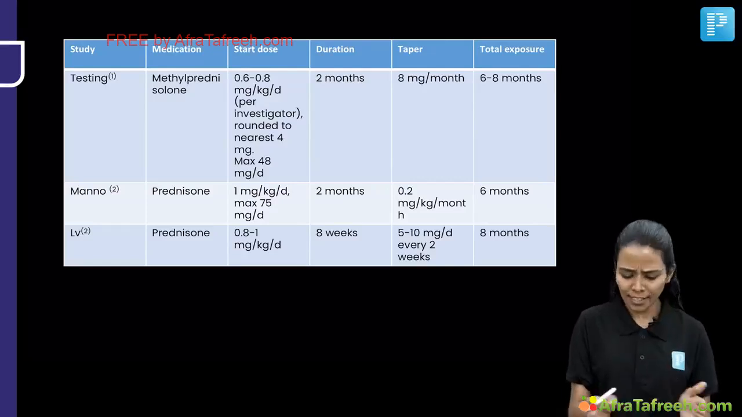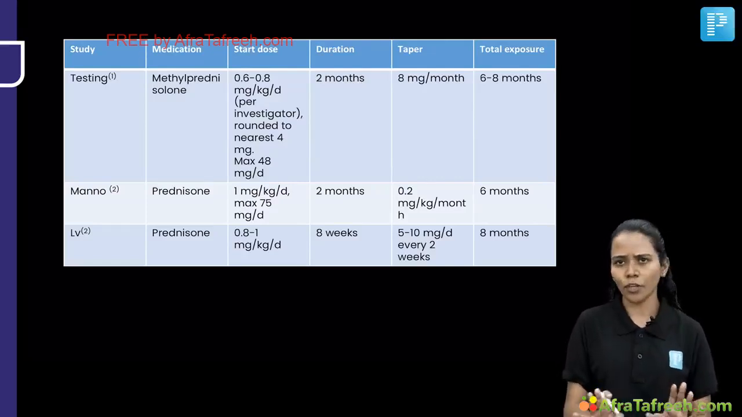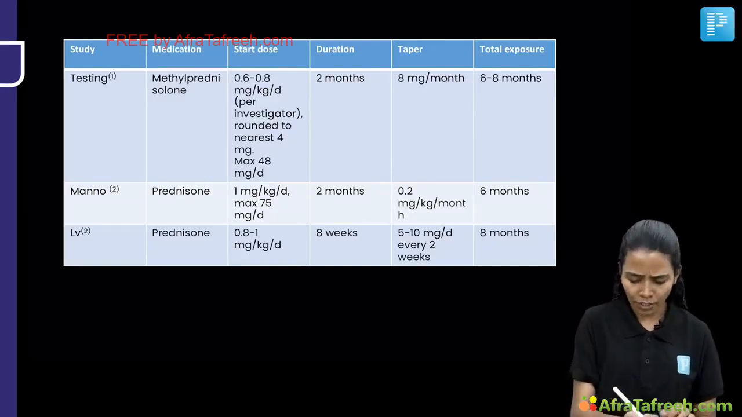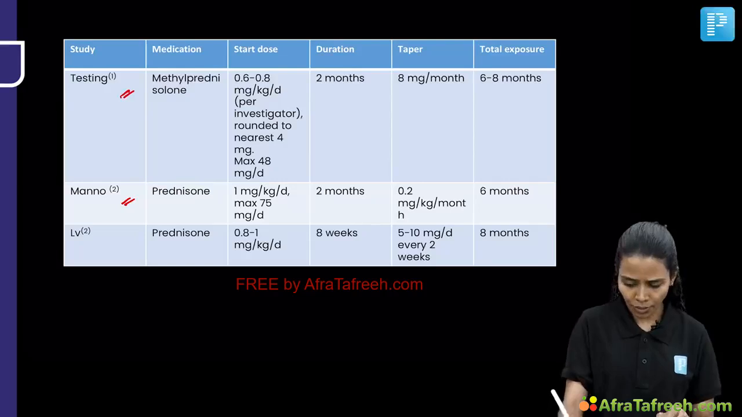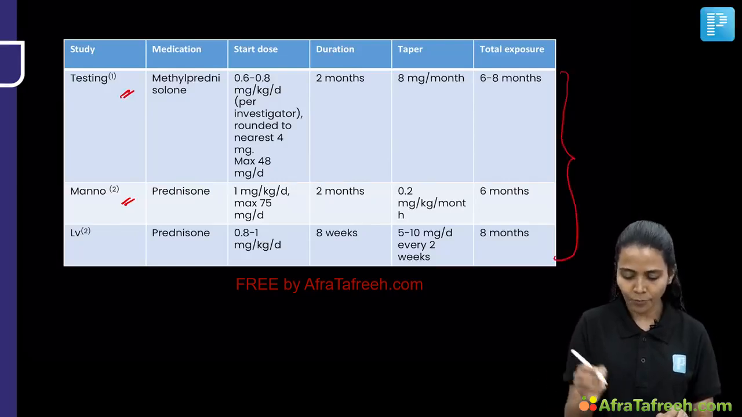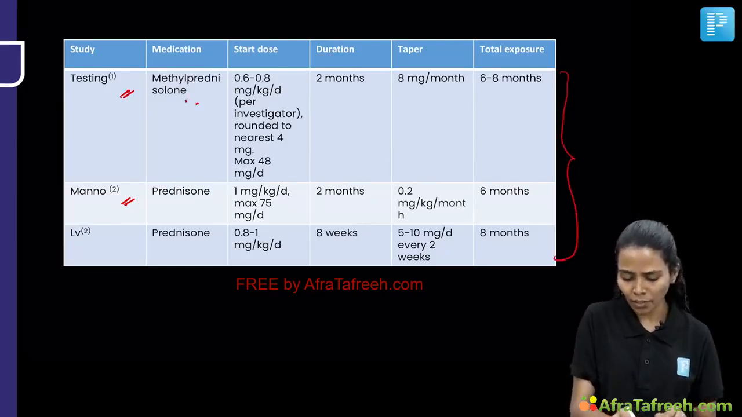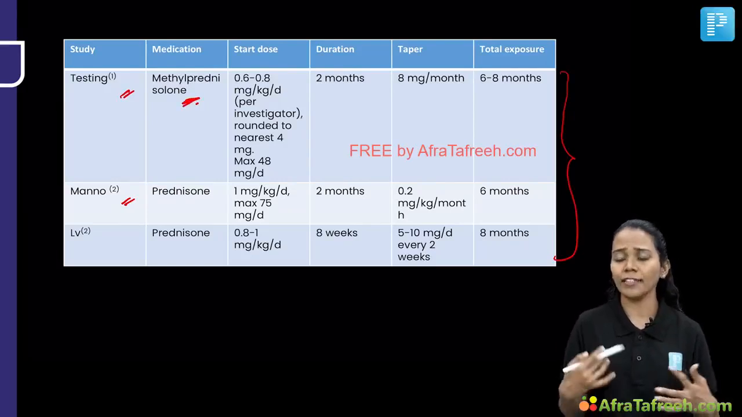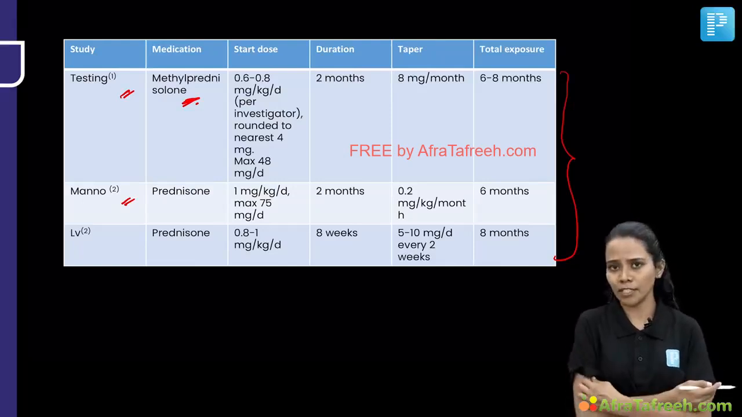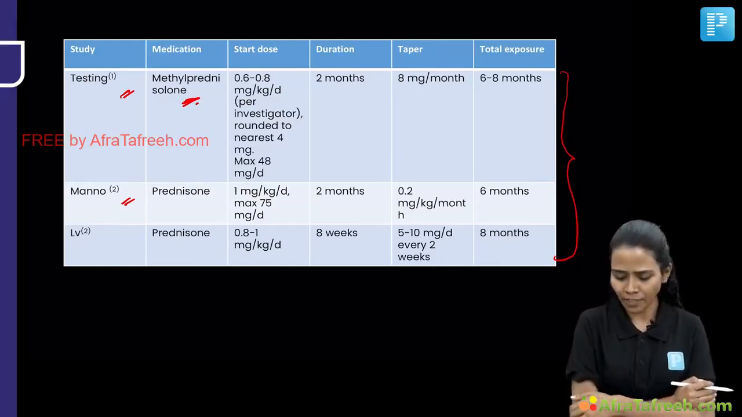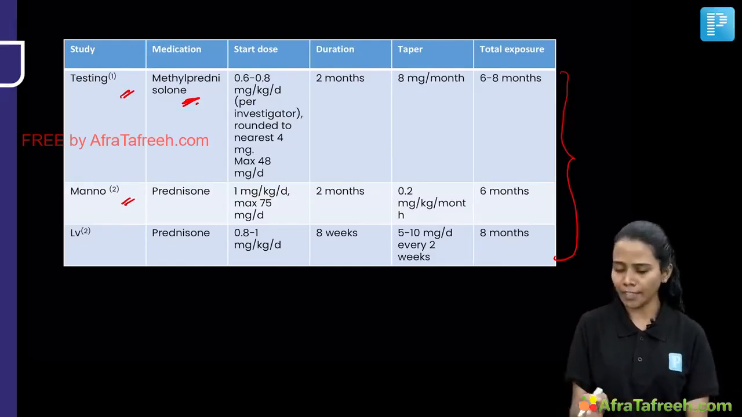So these are various steroid protocols. You don't have to worry about it. We generally follow the Manu protocol or the TESTING protocol. Generally, the duration is 6 to 8 months. In the TESTING protocol, we saw that they are giving methylprednisolone and it caused more serious side effects. So more so, we follow the Manu protocol where we start 1 mg per kg steroid. We give it for 2 months and then we start tapering it down and we end it by 6 months.